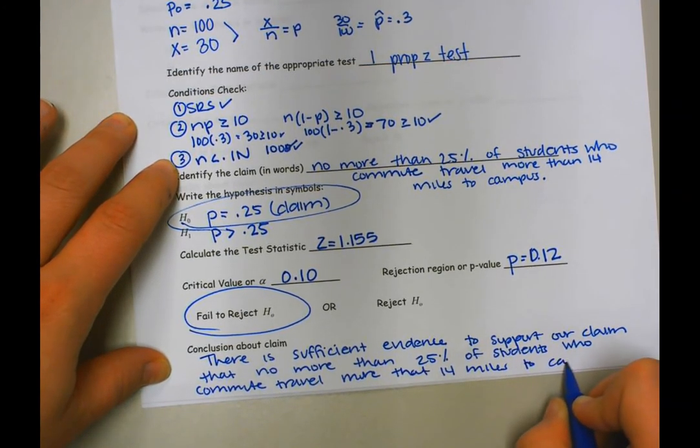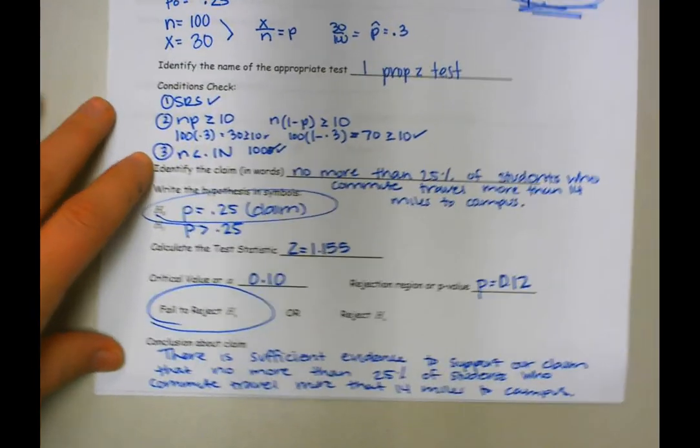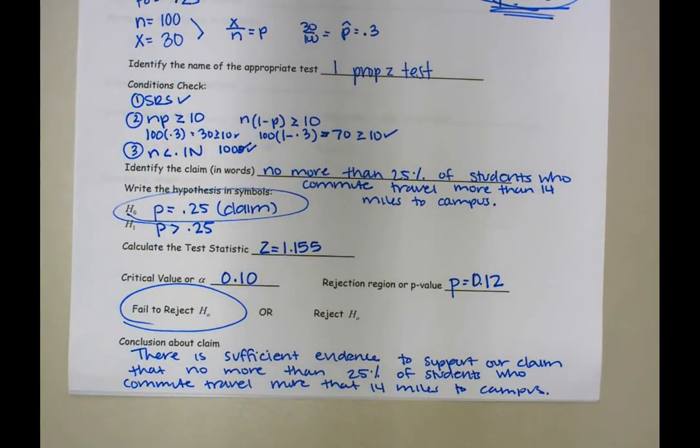And it's important that we write a thorough conclusion about the test that we just ran so that people can understand what conclusion we are drawing, and if we're supporting or failing to support our claim, and what that claim was initially. We want a thorough conclusion in these types of problems. Okay, so let's go ahead and look at another prop Z test, a one prop Z test, and then we'll talk about when we have two samples.